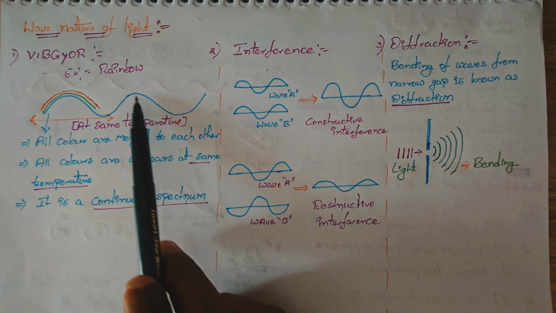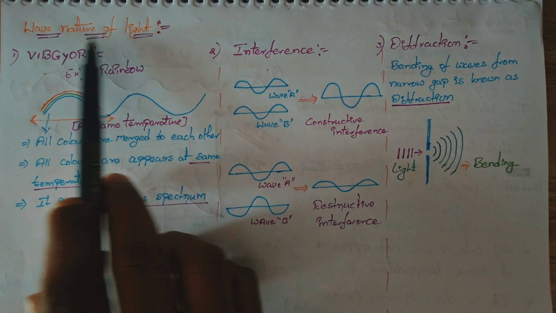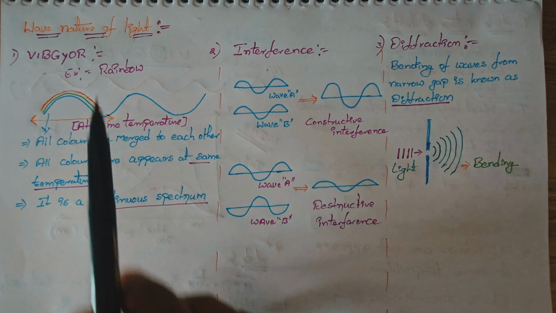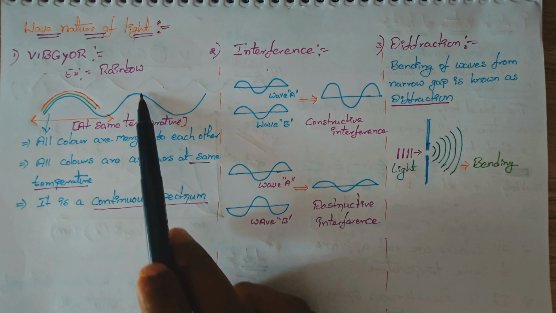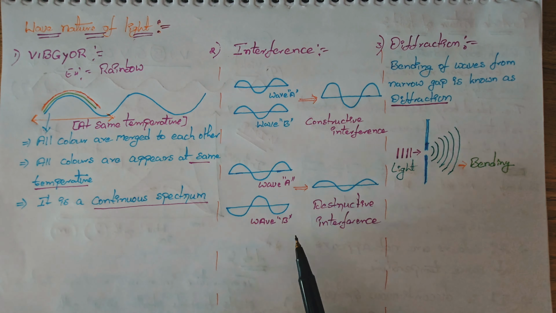So this property indicates that light has wave nature. We are observing only this part. It is a continuous wave. So this is one part.